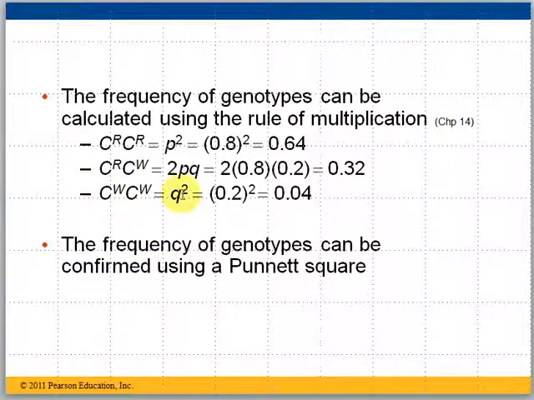So now we can look at the frequency of the genotype, and we could confirm that with a Punnett square. So now we could say that 64%, or 0.64, of this population will be homozygous dominant, 32%, or 0.32, would be heterozygous, and 4%, or 0.04, would be homozygous recessive. And we could do that with a Punnett square to kind of check our math there, and we would come out with the same relative percentages.